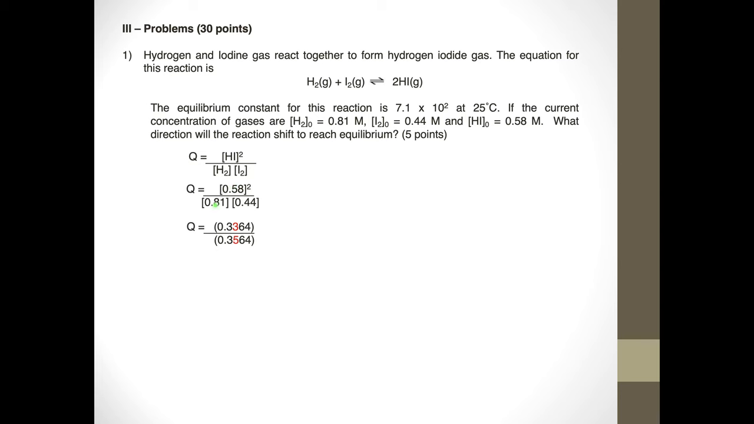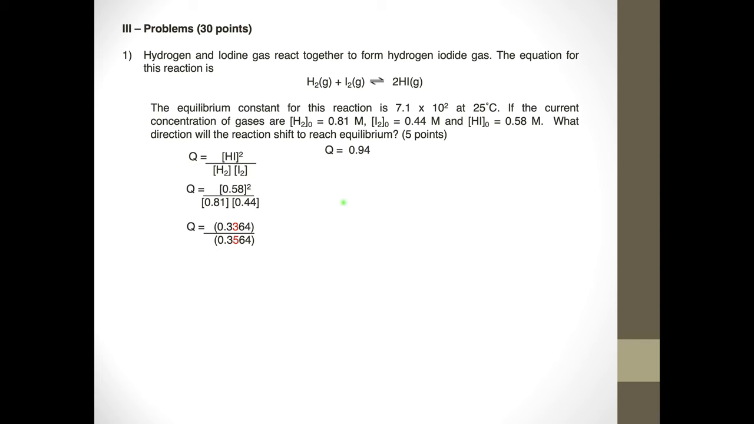We square this and then multiply this. We're going to have this here. The red means that these are the significant figures that we have for the products, so we have 2 and 2. And when we divide, it's going to be 0.94. That's going to be Q.